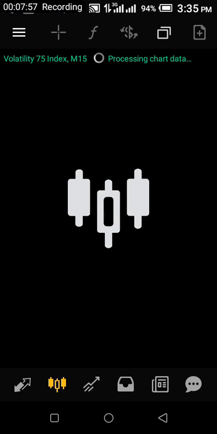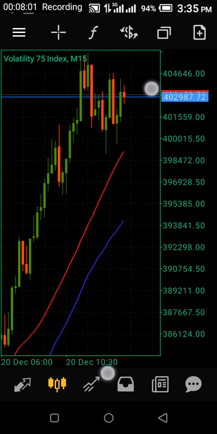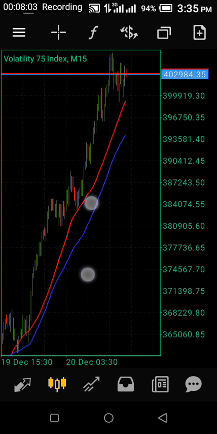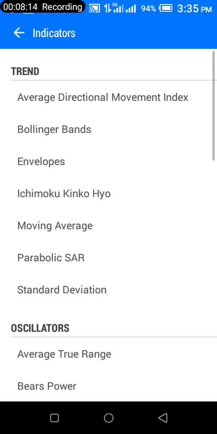All right, this is the Volatility 75 Index, and by looking at the chart, you can see that there is no indicator. Mind you, before you can spot a hidden divergence, you need what is called a stochastic.